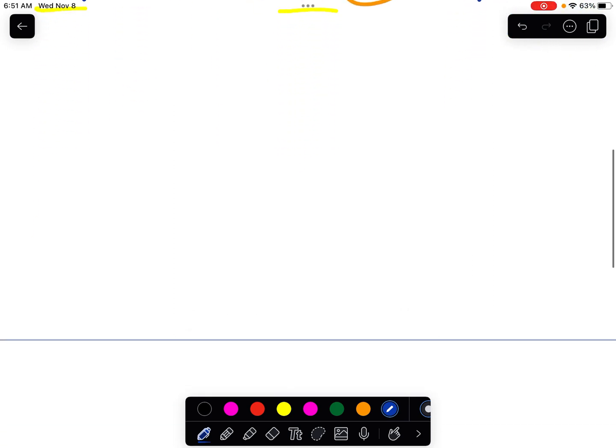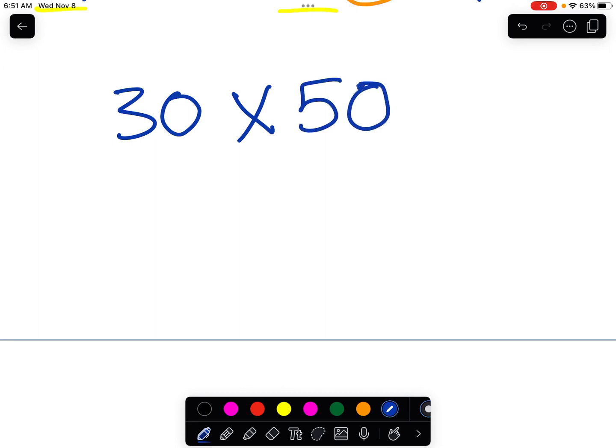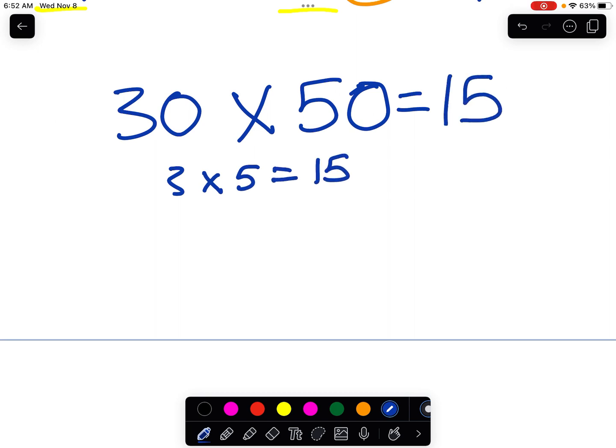Let's do 1 or 2 more quick examples. 30 times 50. Well, we know that 3 times 5 is 15, so we put the 15 here. And we see that we've got 2 more zeros here, so we're going to add those here. Put our comma in. The answer is 1,500.